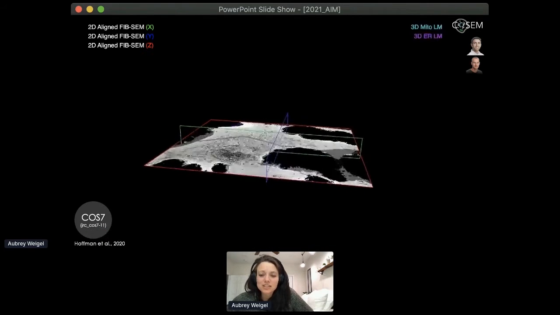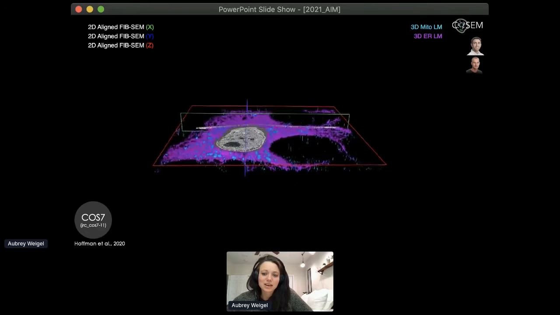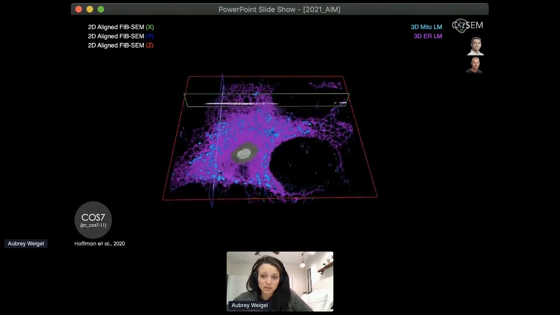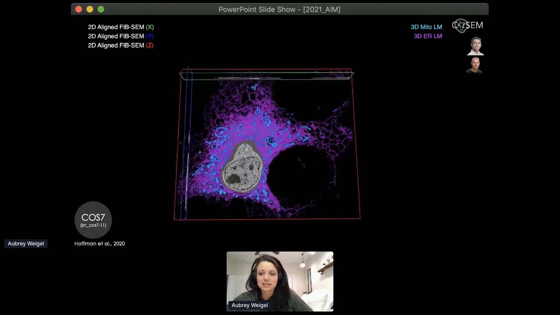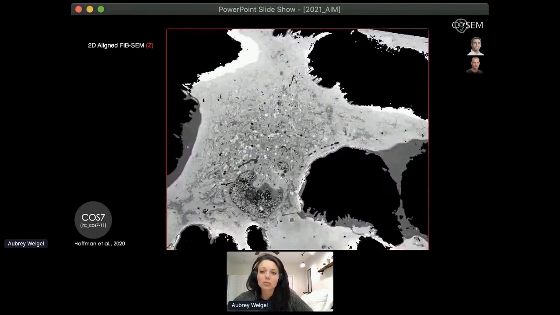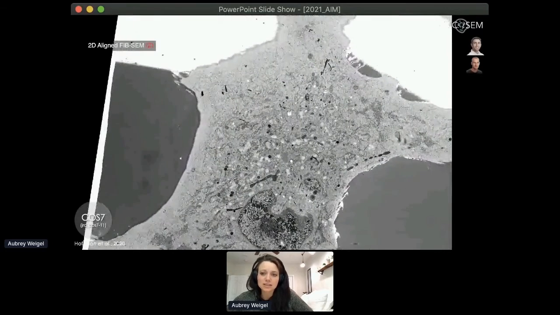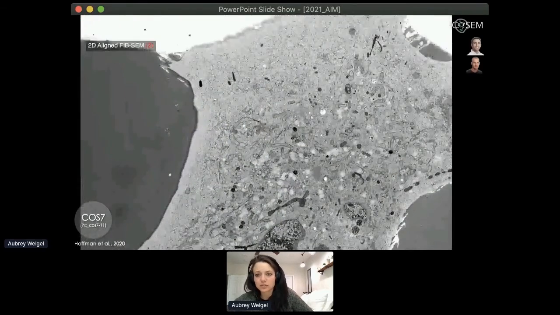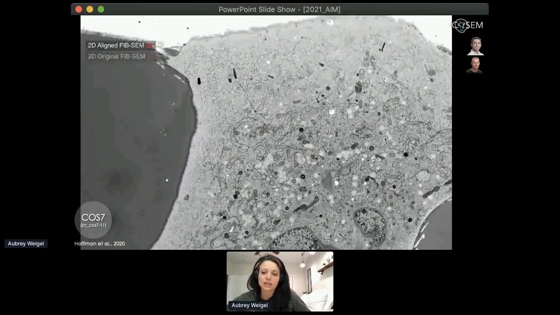So here, John was able to use them to automate the alignment of the EM data to the light microscopy data, such as in this COS7 cell. As we're zooming in here, what you'll see is the deformable part of that alignment as we're switching between the original FIB-SEM and the FIB-SEM that's aligned to the light data.